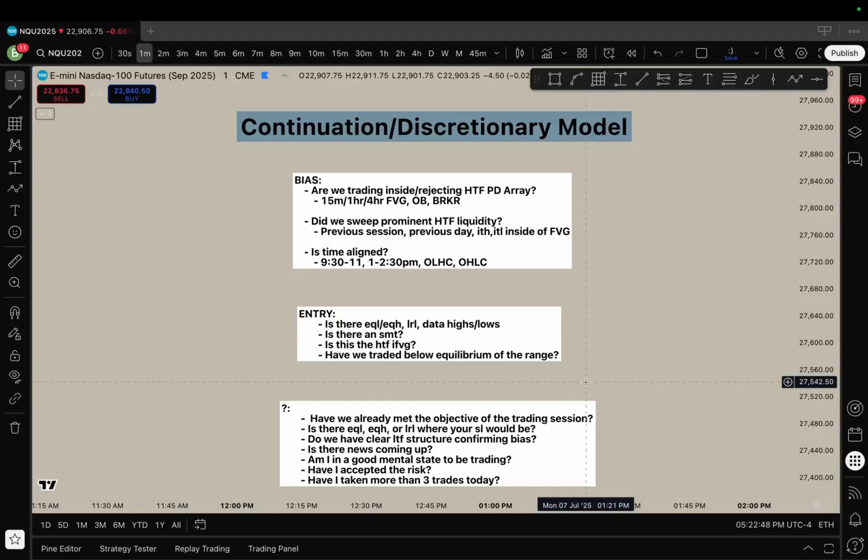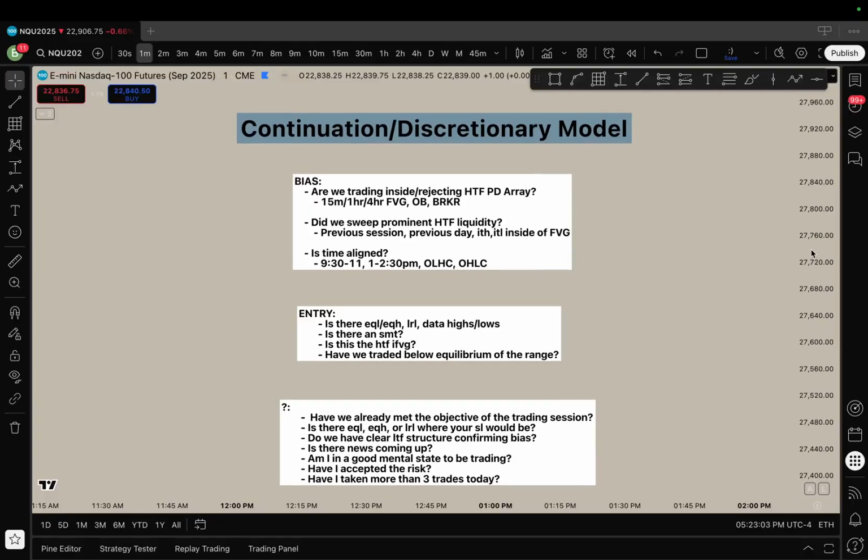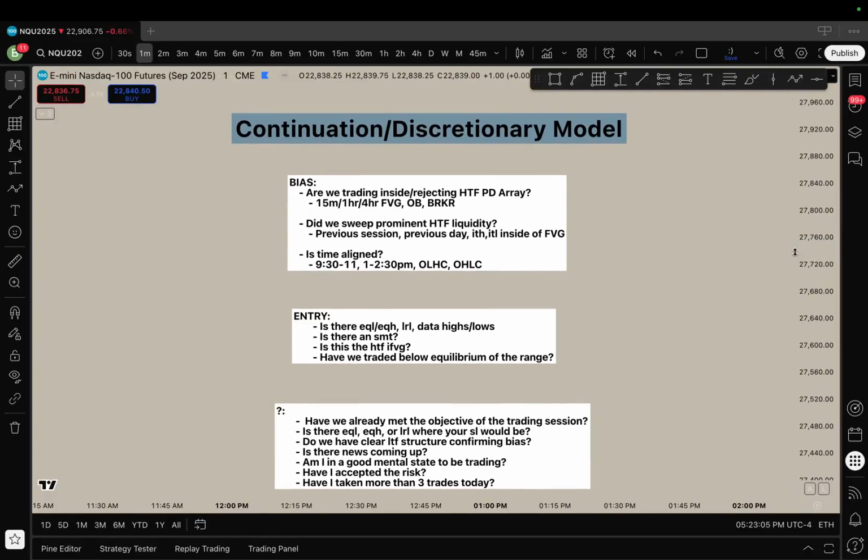Okay, so mech model is simply going to be using all of these confluences, but I'm targeting an unfilled, unmitigated fair value gap that's going to be on the 15-minute or 5-minute time frame. For the continuation and discretionary model, I'm able to target other draws on liquidity like equal highs, equal lows, low resistance liquidity, data highs, and data lows.